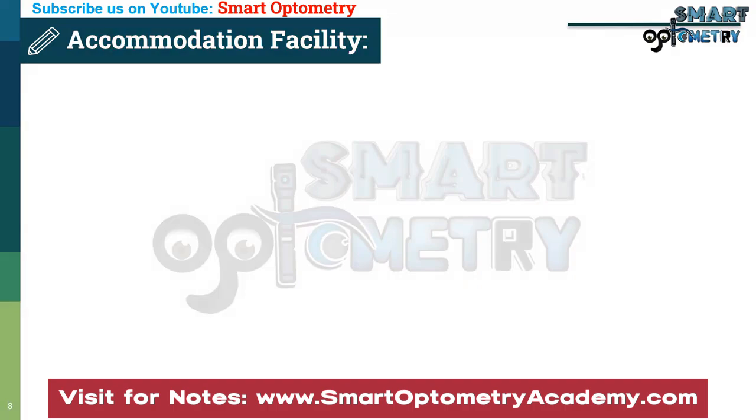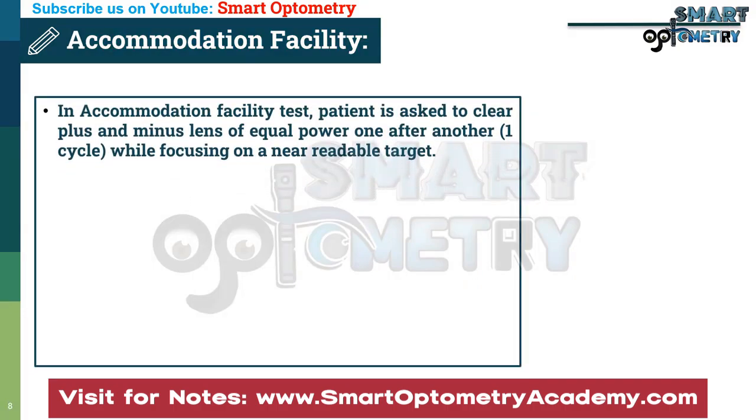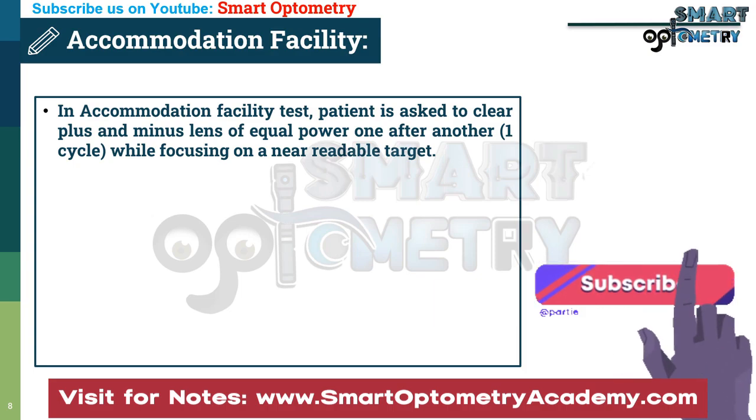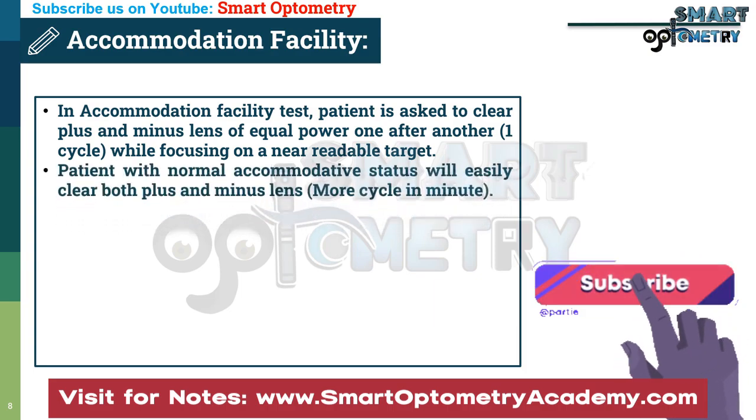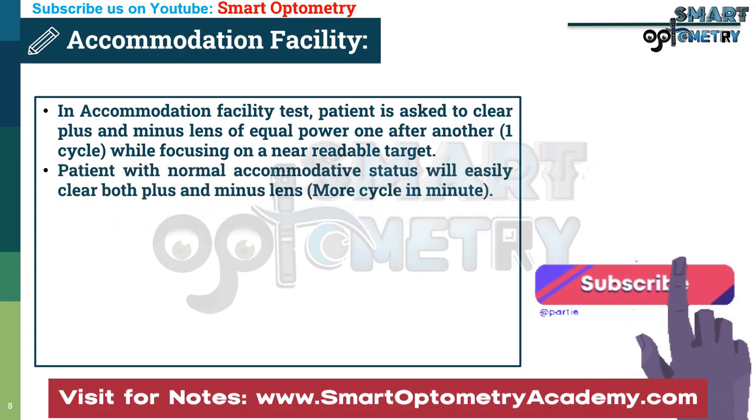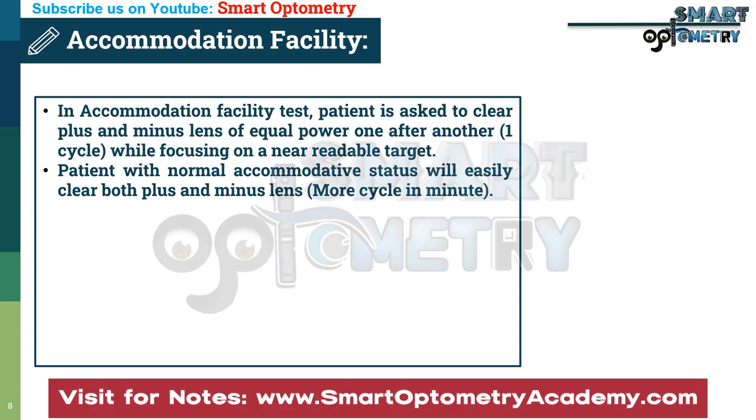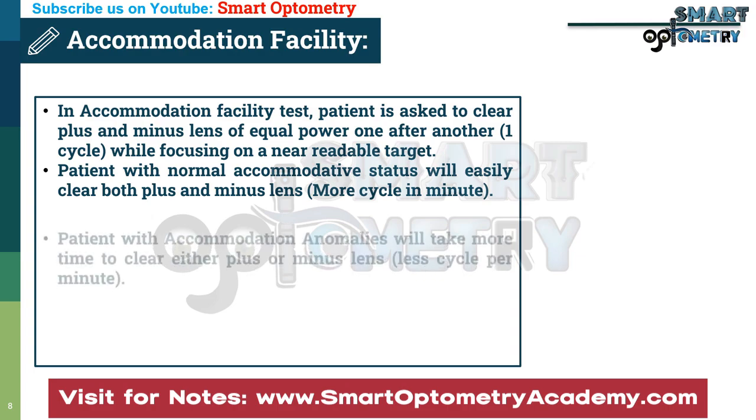Now, accommodation facility test. In the accommodation facility test, the patient is asked to clear plus and minus lens of equal power one after another, while focusing at a near readable target. A patient with normal accommodative status will easily clear both plus and minus lens. They will complete more cycles in a minute.